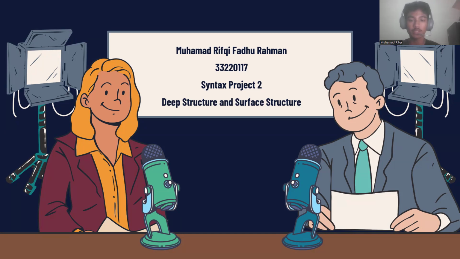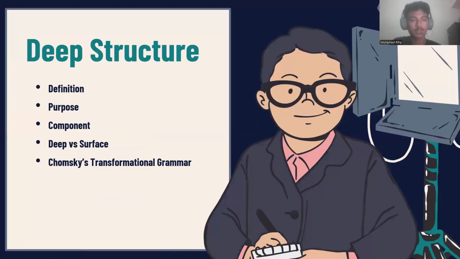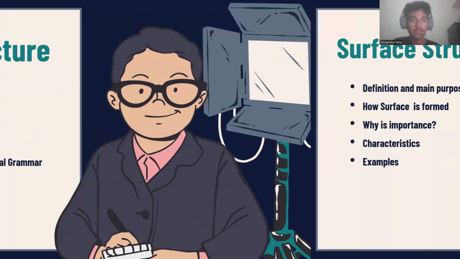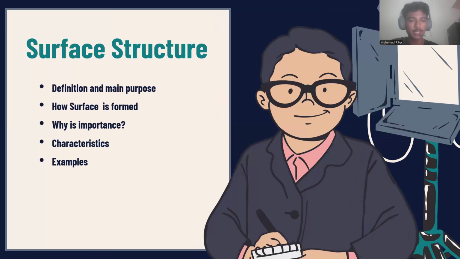Today I will be presenting Syntax Project 2. The title of the topic is Deep Structure and Surface Structure. For deep structure, I will explain the definition, purpose, components, deep versus surface, and Chomsky's transformational grammar. For surface structure: the definition and main purpose, how surface structure is formed, its importance, characteristics, and examples.